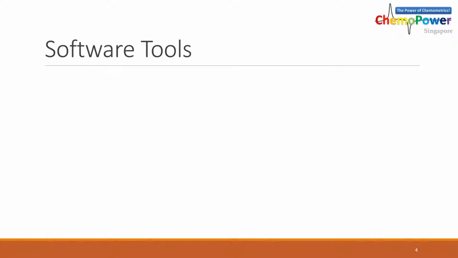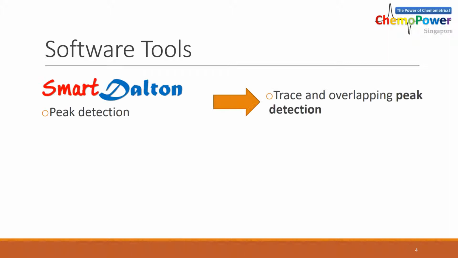In order to process the result of the GCMS, we utilized multiple different software tools. Firstly, the results were processed with ChemoPower's proprietary Smart Dalton peak detection software. Smart Dalton possesses features which make it ideal for analyzing GCMS data, as it is able to detect trace or overlapping compounds within each drink sample.